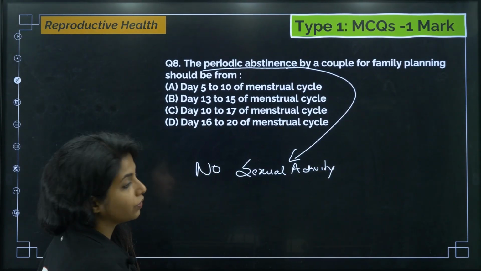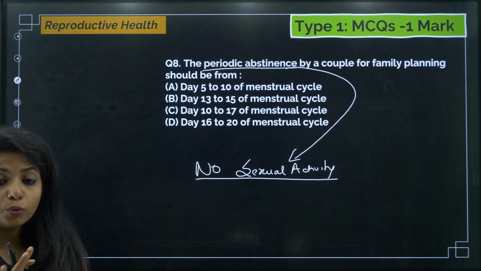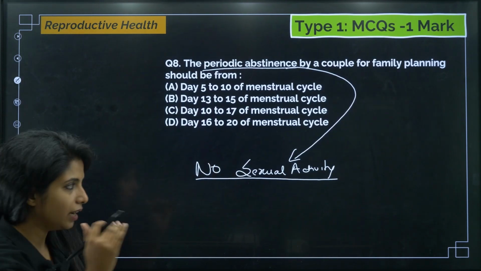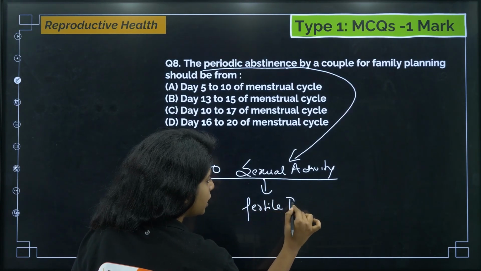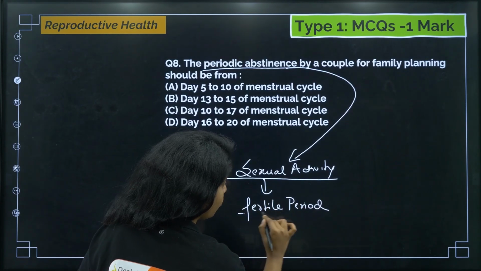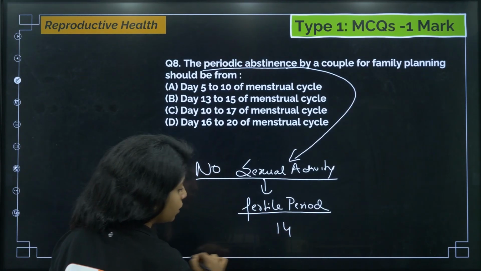No sexual activity for a period. What period should be the best period for not doing sexual activity? The most fertile period, right? You should avoid having sexual activity during the most fertile period, children. And what is the most fertile period? On the 14th day of the cycle. You know the cycle is of 28 days.